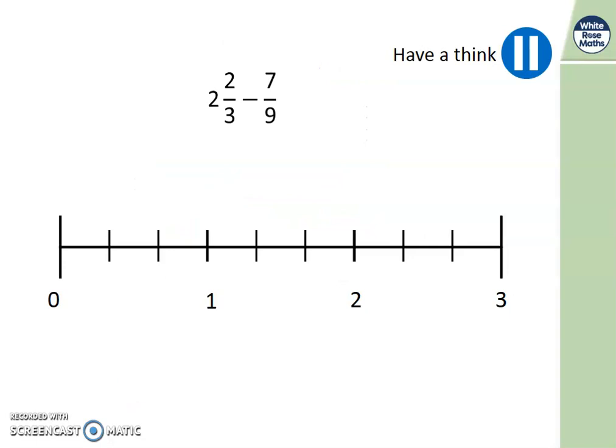I'd like you to pause the video and use that same method to help you do this one, noticing that we've gone 1, 2, 3 jumps, so each jump at the moment is in thirds. Where would 2 and 2/3 go? What would we need to do to the line to make it into ninths? Let's see how you did.